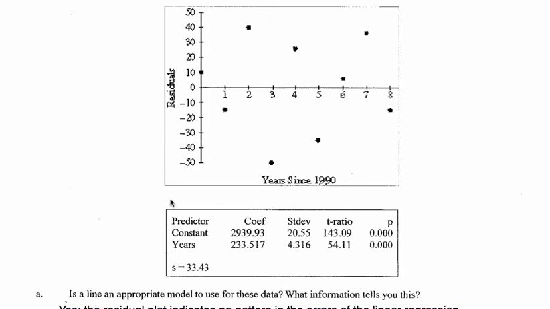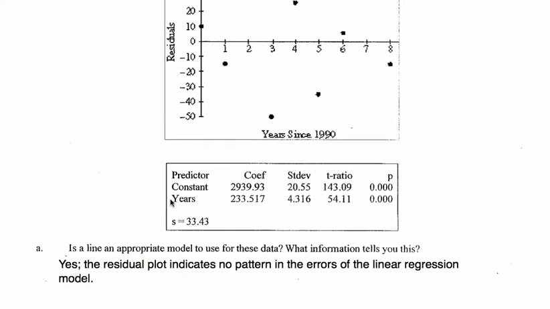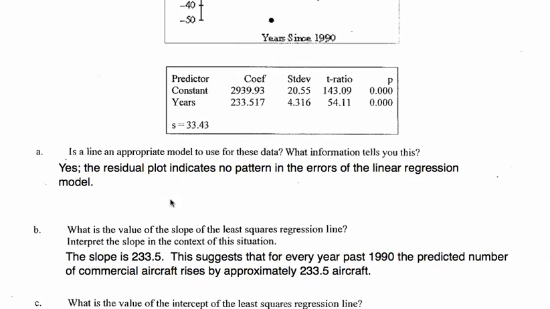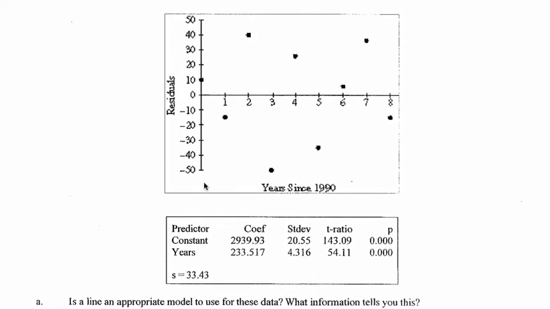And here we go. So A, is a line an appropriate model to use for these data? What information tells you this? And the answer is yes, because the residual plot indicates no pattern in the errors of the linear regression model. So this is the residual plot. Remember, in a residual plot, it is showing us the residuals. It is showing us the difference between the actual and the predicted values from the model. And if the model is a good fit, we are hoping that we have errors that are random.